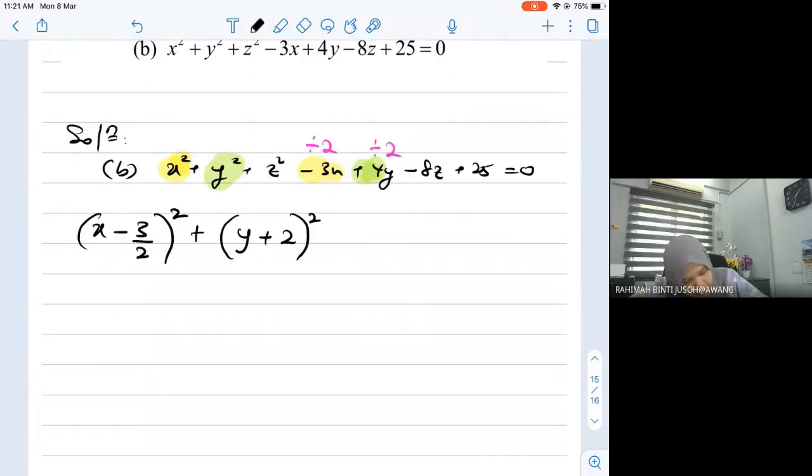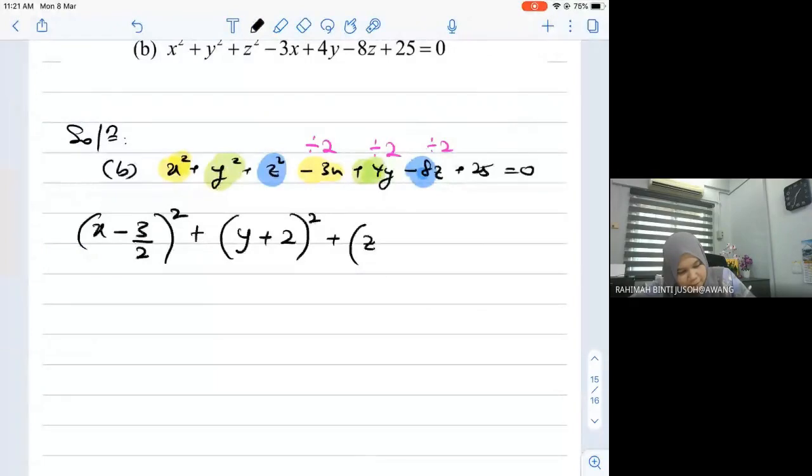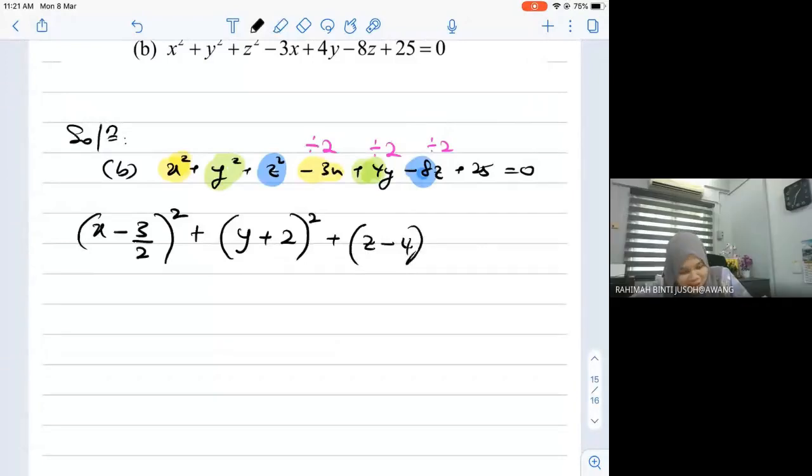Last, plus z. What color do you want for z? Blue color is okay? Okay, blue. So its partner is negative 8z. So for negative 8, you also have to divide by 2. So 8 divided by 2 gives what? 4. Plus or minus? Minus. Okay, minus 4 squared.